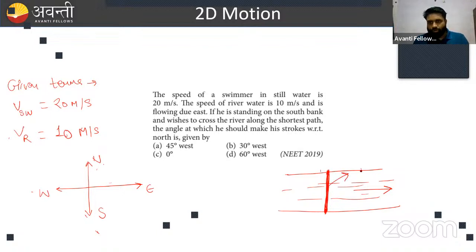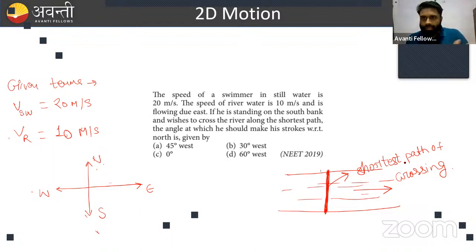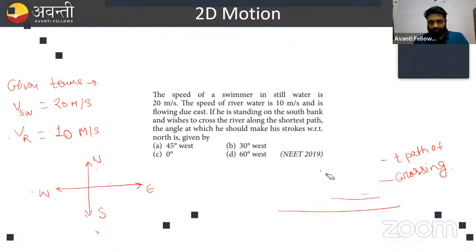This is the shortest path of crossing the river. And to cover this shortest path, we have to move in the shortest path direction, meaning perpendicular to the river flow. The river is flowing in this direction. We have to move perpendicular to the river. Here I'm just roughing it.